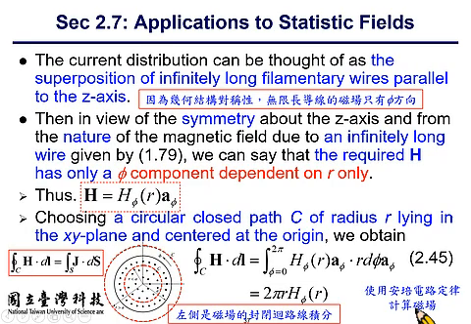H is in the phi direction, so we can write H as H phi as a function of r, and the direction is in the phi direction. And it only involves r and no description about z and phi because the problem is symmetric along the z direction. So it has no dependence on z and phi.